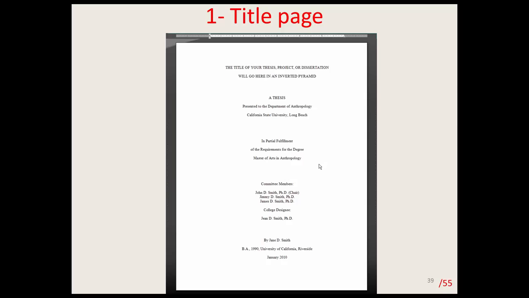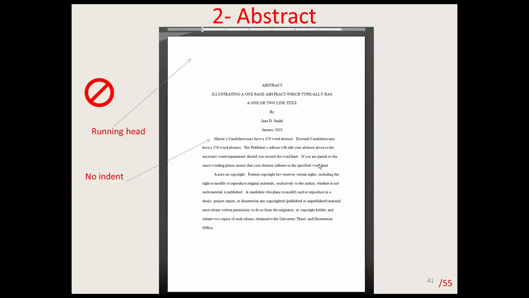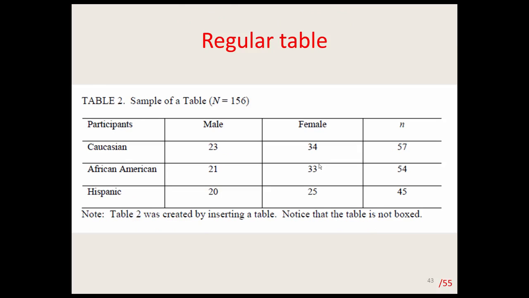Now I'm going to show you some examples of different parts of your research. This is an example of a title page of a thesis. This is a title page for a dissertation. This is an example of an abstract, but unfortunately the running head is missing. This is an example of a free-floating table. An example of a regular table.